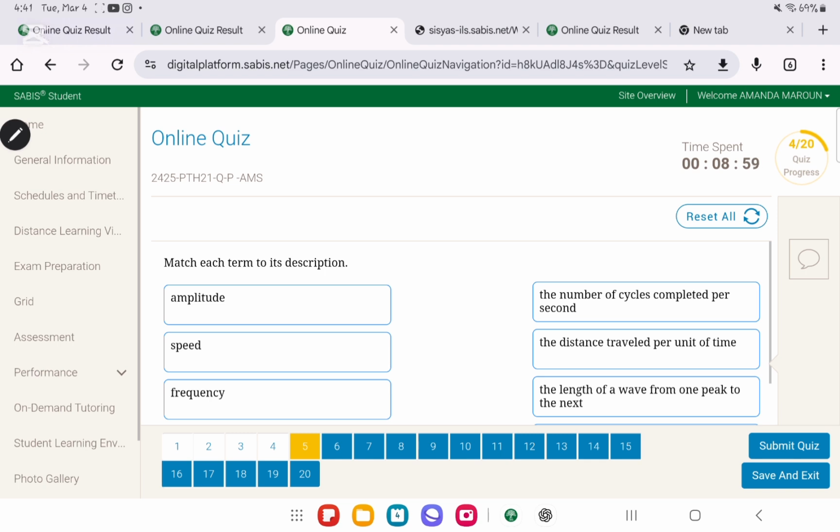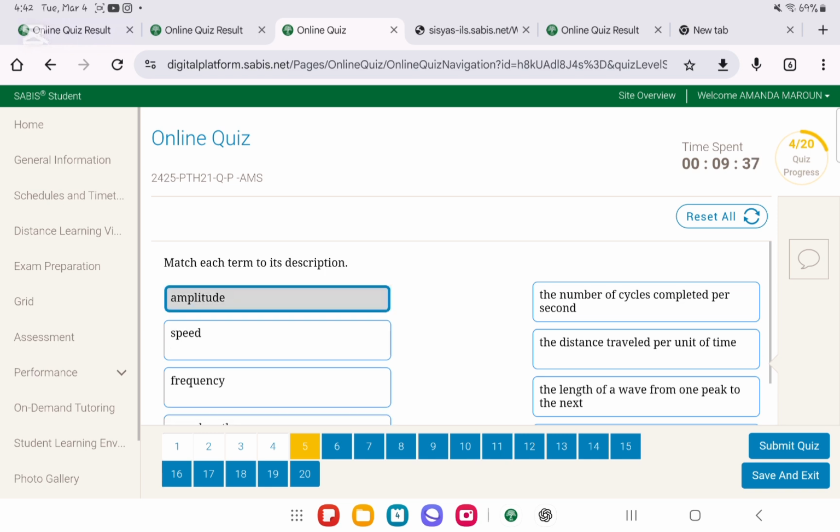Okay, so now we move on to question number 5. What you need to know in question number 5 is that frequency is how many waves or cycles occur per second. Speed is distance over time. The wavelength is the length of a wave from peak to peak, or trough to trough, or rest to rest. And the amplitude is the distance from the rest position to the crest or trough. Or in other terms, it's the displacement of a particle, the maximum a particle could move.